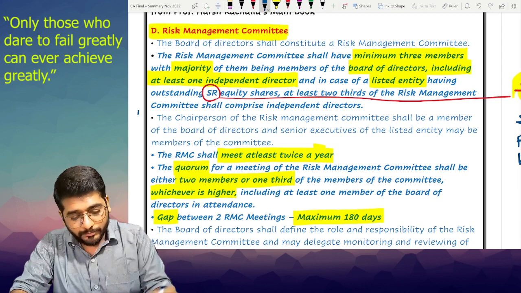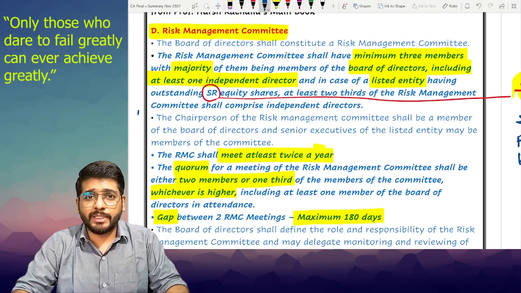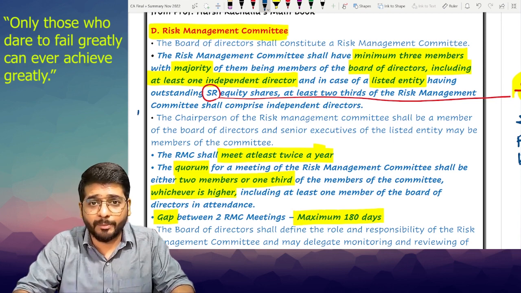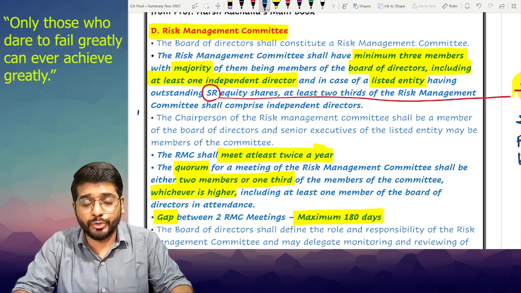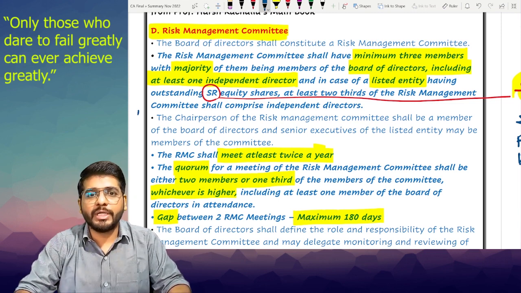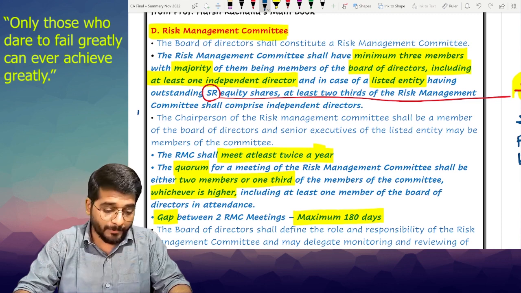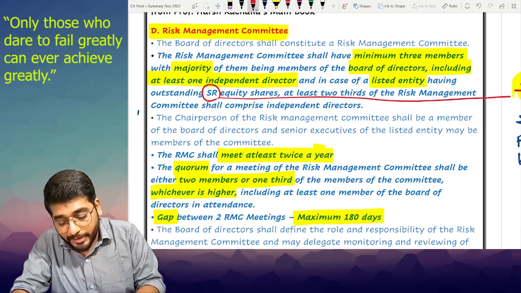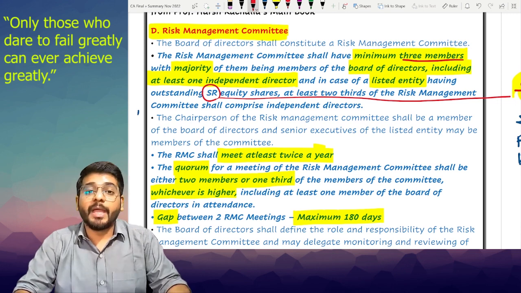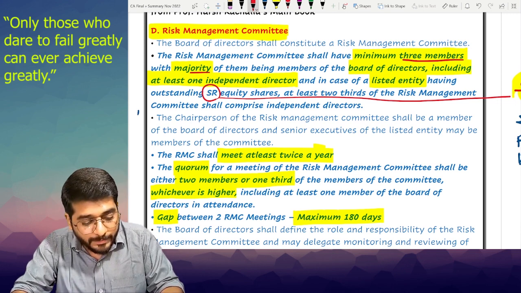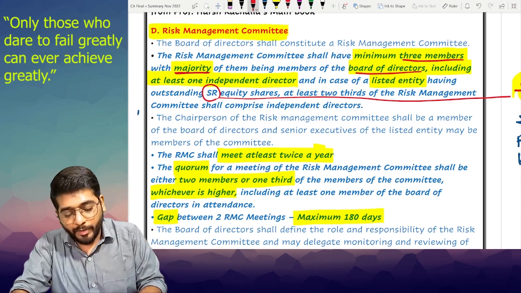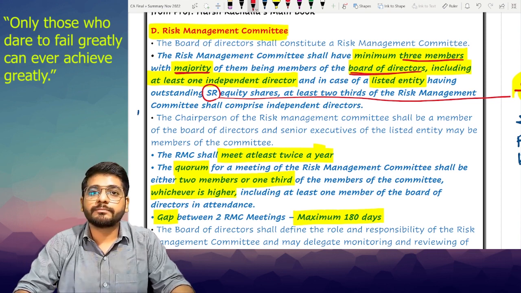The board shall constitute a risk management committee. That is what we are aware of. Of course, if you are a listed company, SEBI regulations are applicable to you, you must constitute a risk management committee. Okay. The risk management committee shall have a minimum of three members is what they are saying. And out of the three members, as per the amendment, they are saying the majority of them should be from the board of directors only.